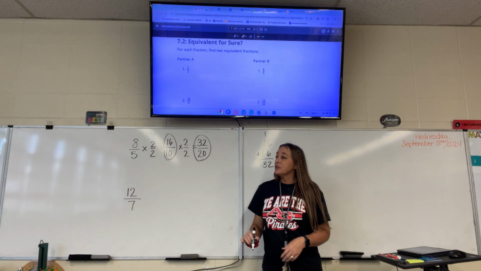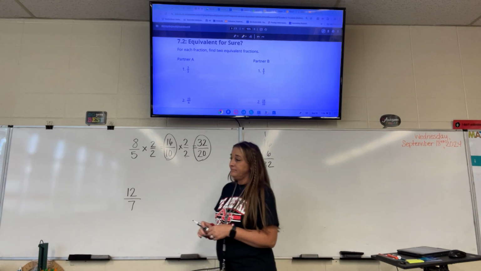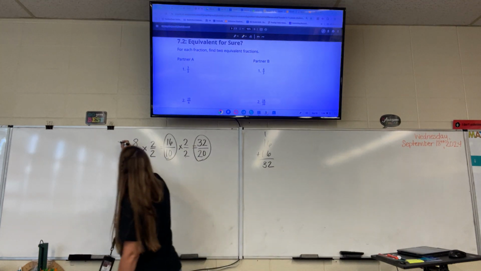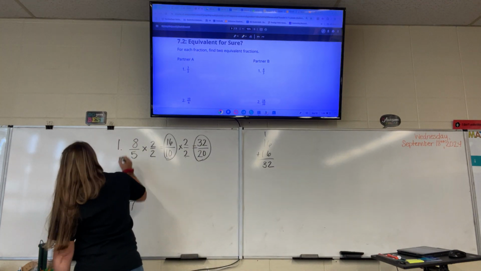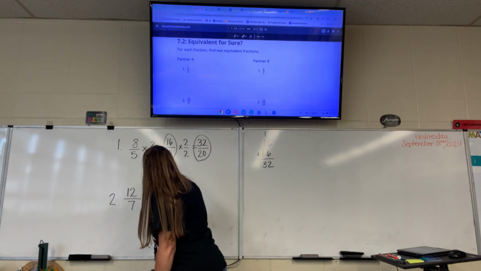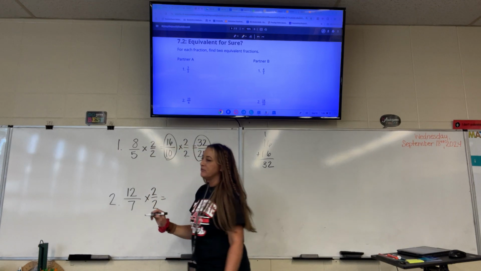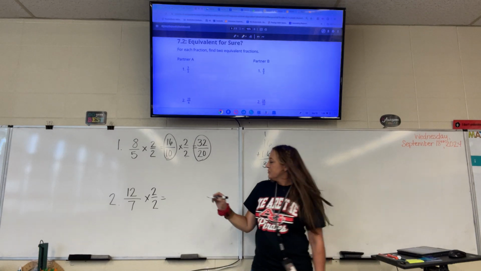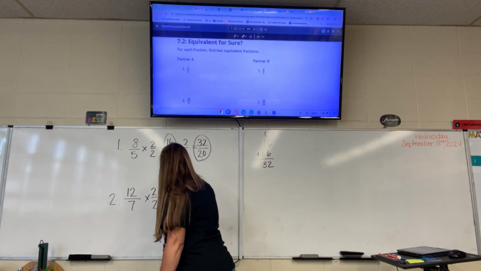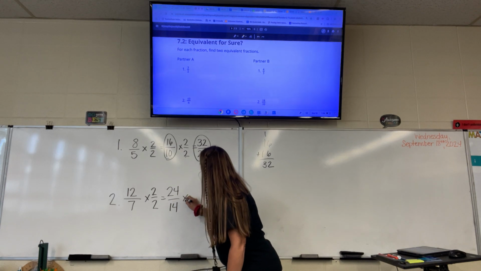So remember, I'm partner C. And this was my first problem. This was my number 1. This is my number 2. Here I go. I'm going to multiply times 2/2. What's 12 times 2? 24. What's 7 times 2? 14. Then I'm going to double again.